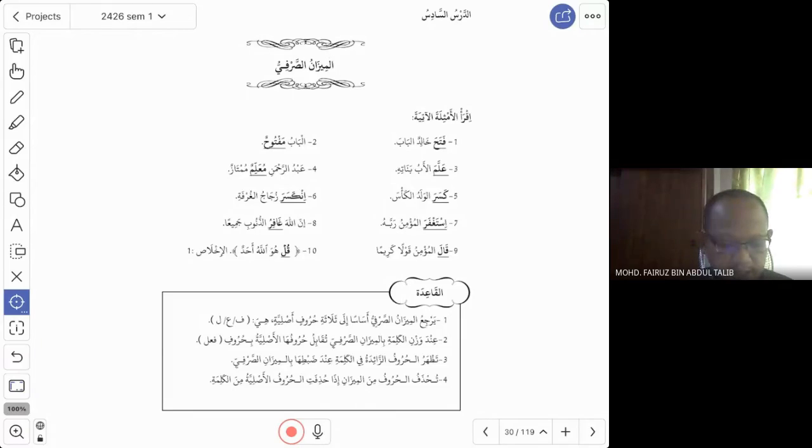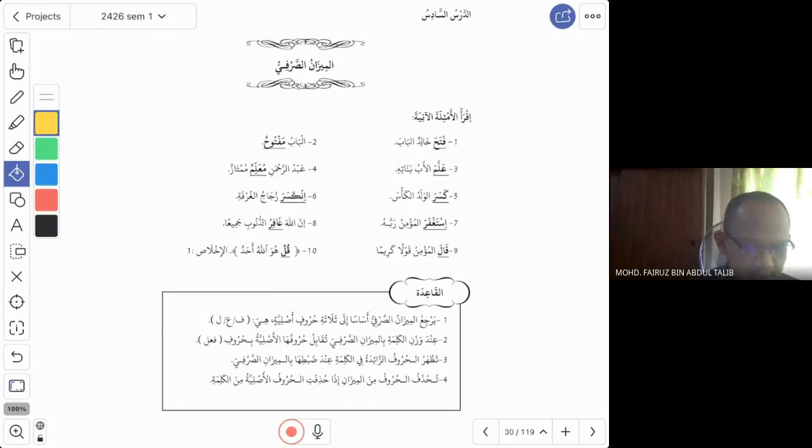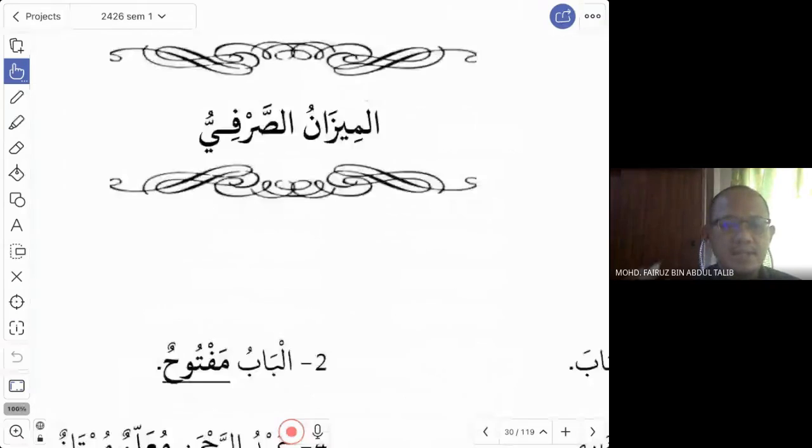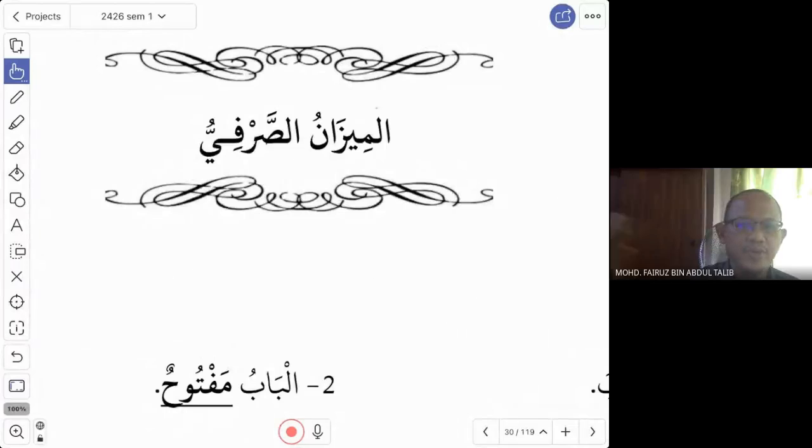This is Ad-Darsu Sadis, lesson number 6. The topic is Al-Mizan As-Sarfi, two words. In word number 1, Al-Mizan, literally it means the scale that you use to weigh something. That is the literal meaning of the word Mizan.